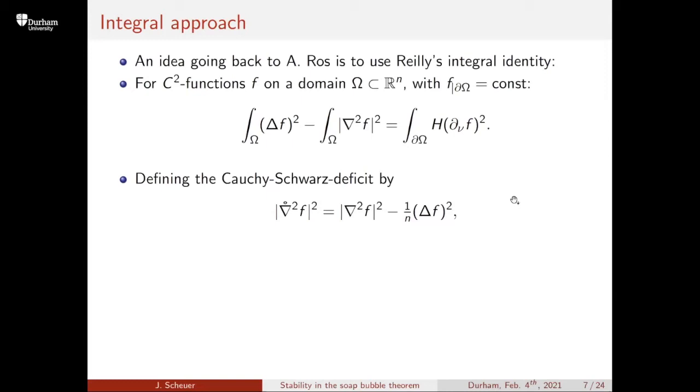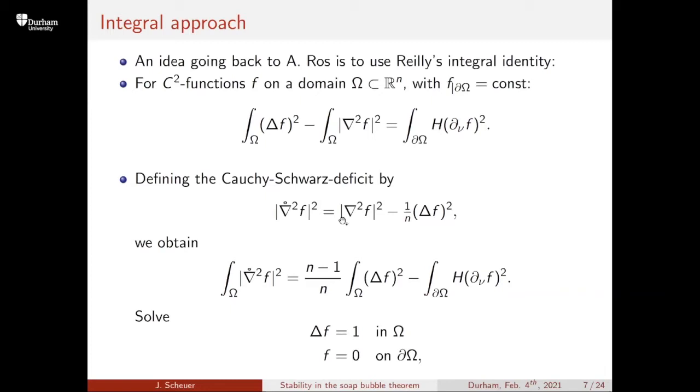Okay, this is the Cauchy-Schwarz deficit, and now we can plug this into Reilly's identity above here. So just plugging that in, we replace this Hessian here in this integral, and then we rearrange a little bit because this Laplacian also cancels with this, up to some factor. So we can write the L2 norm of the traceless Hessian in terms of the Laplacian and this boundary integral. Now the difficult part to control is of course this Laplacian here, because it is a second derivative which we would like to get rid of.